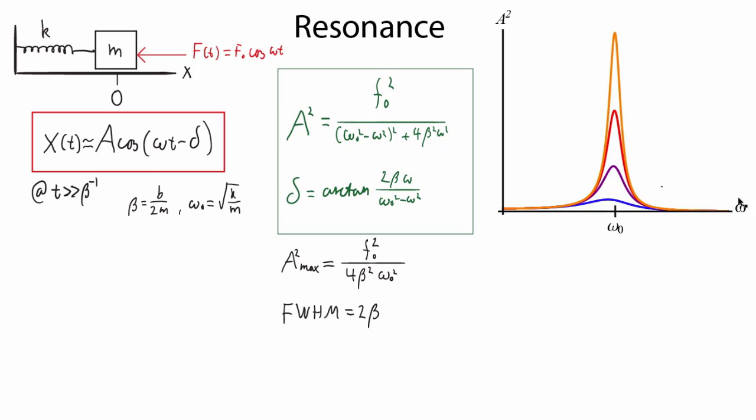If we plot A squared versus omega, we get this sharply peaked function around omega naught, and we found that the maximum of A squared is inversely proportional to beta squared, and the width of this peak is proportional to beta. So the peak gets larger and sharper the less damping we have. So now we're going to take a look at delta and see what its properties might be, this phase around resonance.